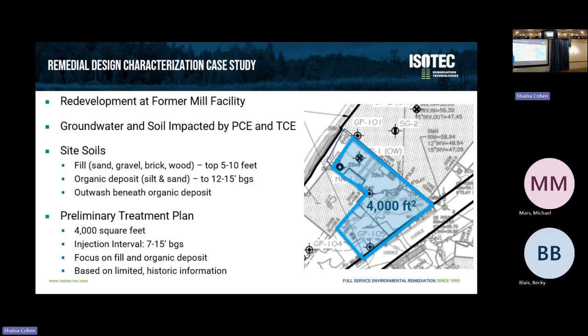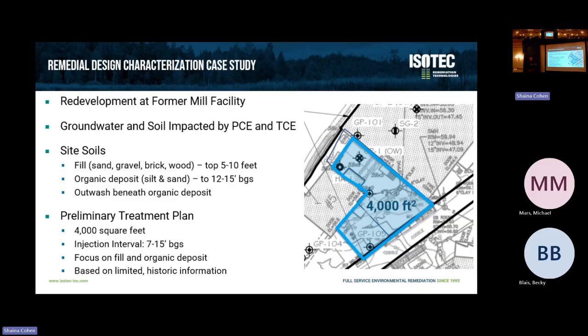So as another case study, this is a site in New England, a former mill building. We have mills all over New England that are being redeveloped into low-income housing, so really valuable projects. Impacts from the historic manufacturing of PCE and TCE. Site soils, I'll show in a cross-section in a minute: some fill, some organic silt and sand, and then an outwash below that. And there was a preliminary treatment plan that came to us from data collected prior. It was about 4,000 square feet, so not that big.